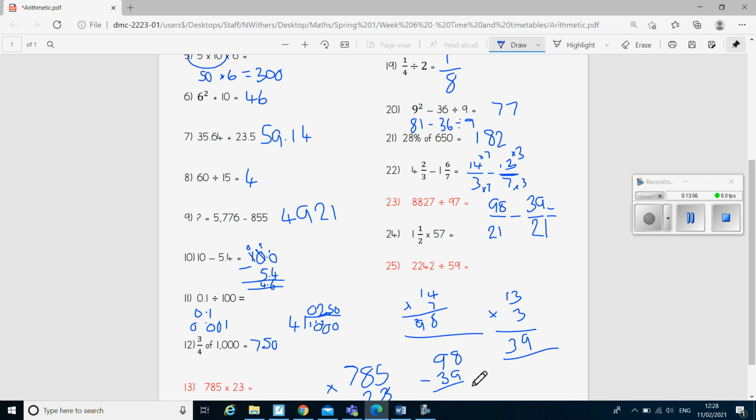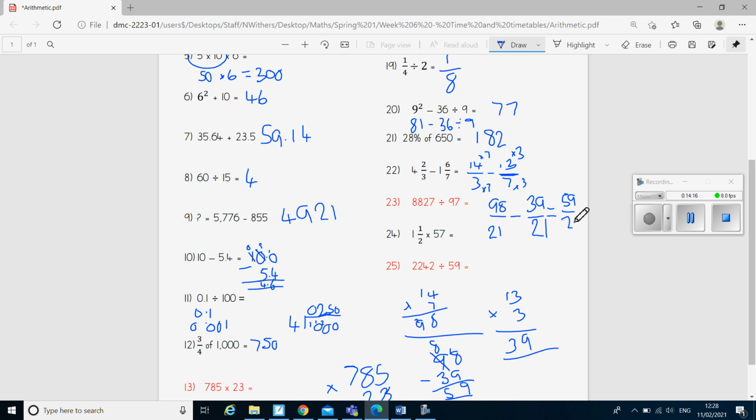Again, I'm going to do some jottings to work that out. 8 take away 9, can't do it. Exchange. 18 take away 9 is 9. 8 take away 3 is 5. So my answer then is 59 21sts.